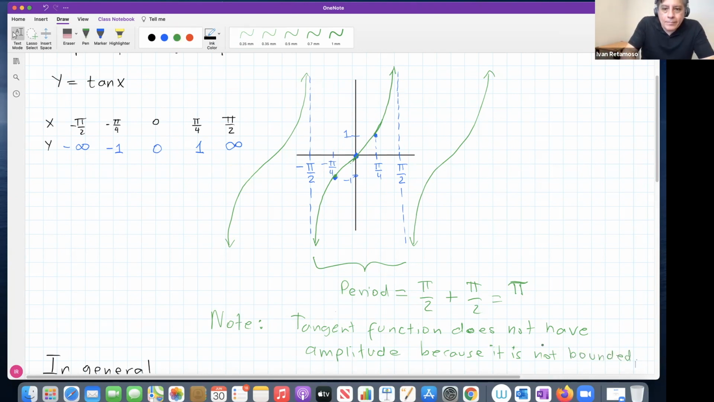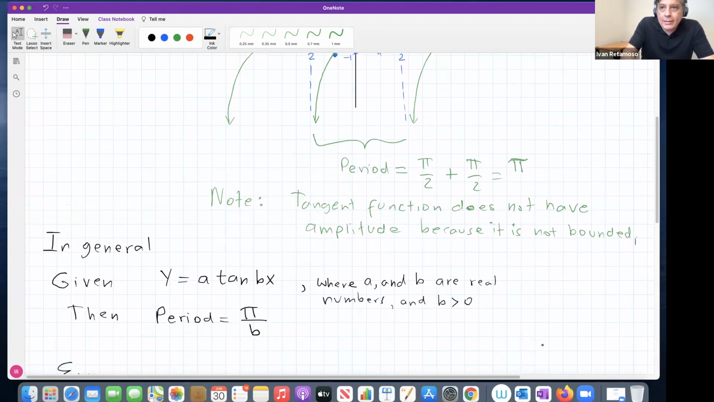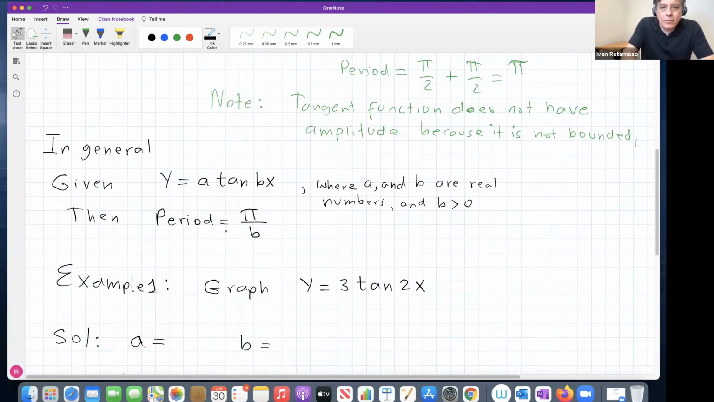All right, so basically, in general, if they ask you to graph this type of functions, y equal a times tangent of bx, where a and b are real numbers and b greater than 0. In case it's not, you can pull out a sign, remember? Then mathematicians came up with just one formula that will tell you the period. Period pi, the period of the tangent function, divided by b, right? Divided by b, because this b acts as a factor that will compress horizontally your graph, right?